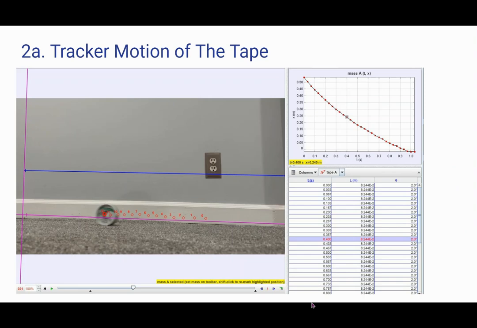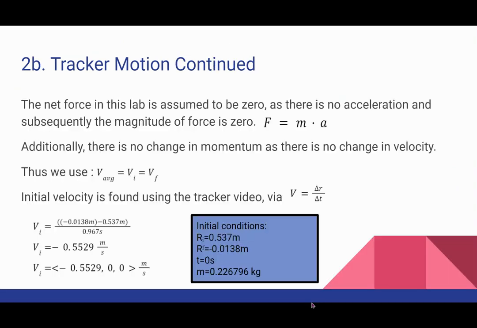As it can be seen, the motion of the tape is traveling horizontally in a negative motion in relation to the origin. Additionally, from the model generated in the tracker, the position of the tape against time is relatively linear, which indicates that the velocity is constant as the position of the tape is changing at a constant rate. As it can be seen from the tracker motion, the velocity of the tape roll was negative 0.5529 meters per second. Keep this in mind as we continue to the computational model as calculated from the below script.